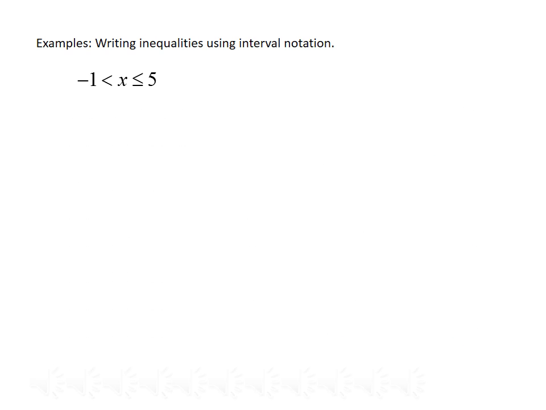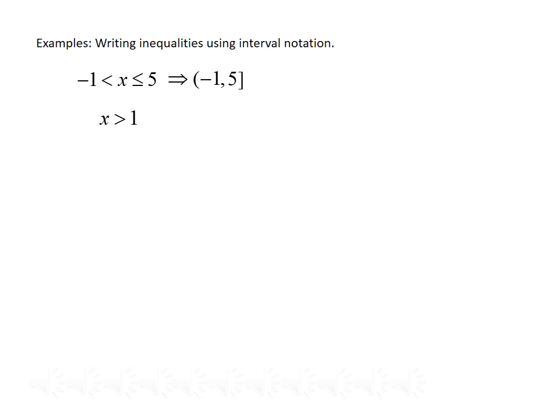Let's do some examples where we'll practice writing inequalities using interval notation. The first that we want to rewrite is -1 is less than x is less than or equal to 5. We start by writing the low number, -1, and it has an open parenthesis beside it because it was not included in the inequality. So open parenthesis, -1. Next we write the high number, which is 5, and it has a square bracket because it was included in the inequality. There was an equal sign on its inequality.